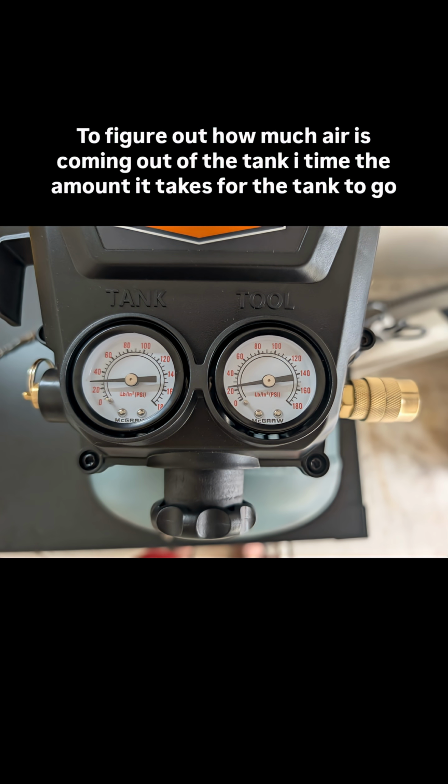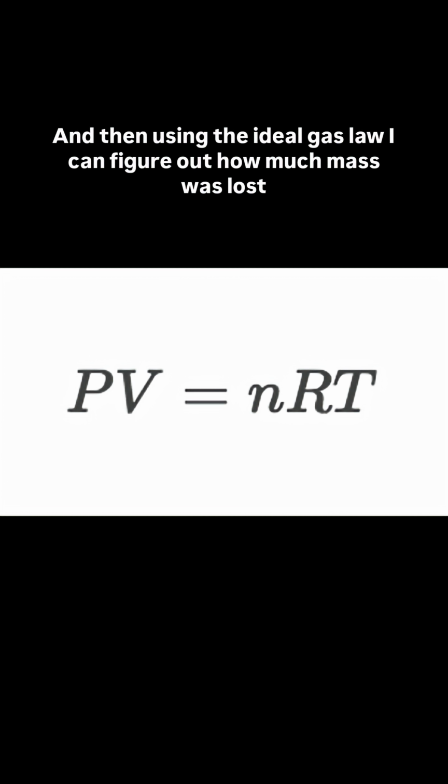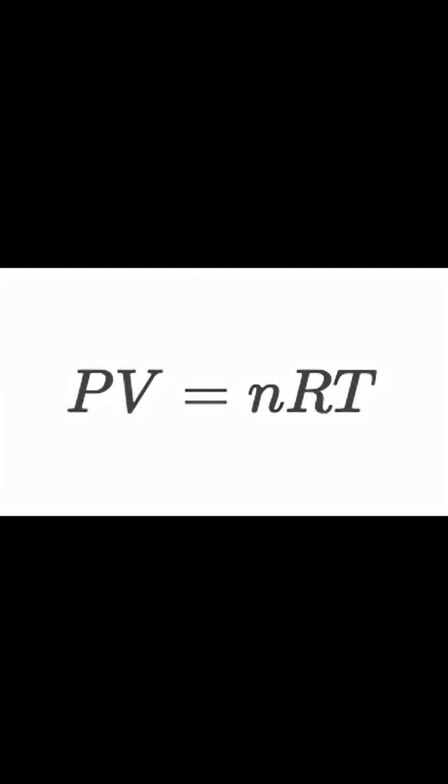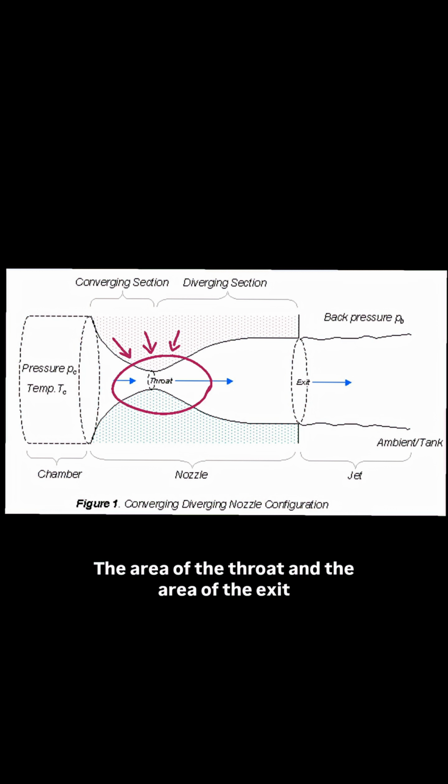To figure out how much air is coming out of the tank, I timed how long it takes for the tank to go from 110 psi to about 85 psi. And then using the ideal gas law, I can figure out how much mass was lost from the change in pressure. And now actually designing the nozzle, there are 2 important parameters: the area of the throat and the area of the exit.